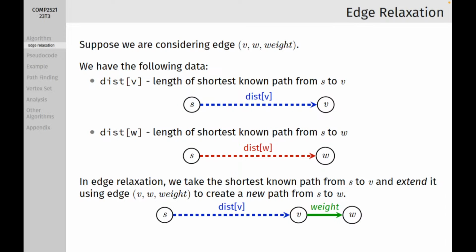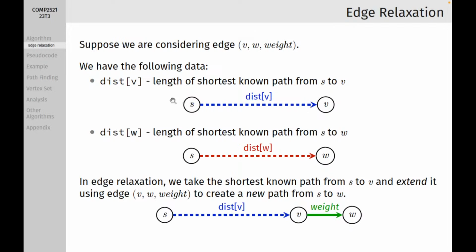How do we perform edge relaxation? We perform it when we're considering edges. Suppose we're considering this edge here from V to W with a given weight. At this point in the algorithm, we have the following information. First, we know the length of the shortest known path from source to V, which is stored in dist V. We also know the length of the shortest known path from source to W, which is stored in dist W.